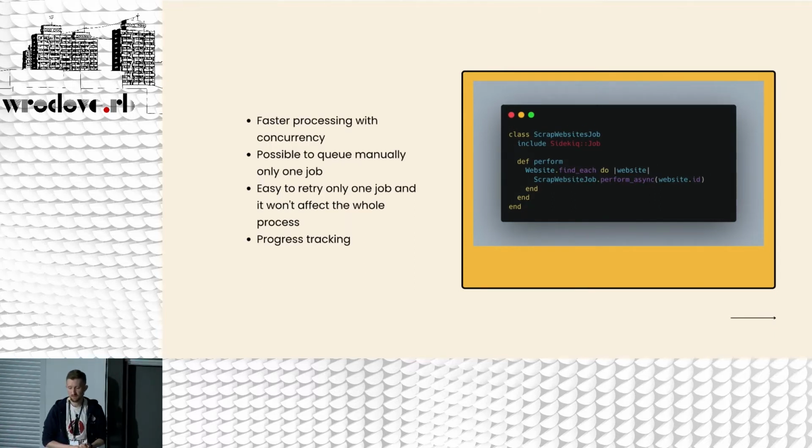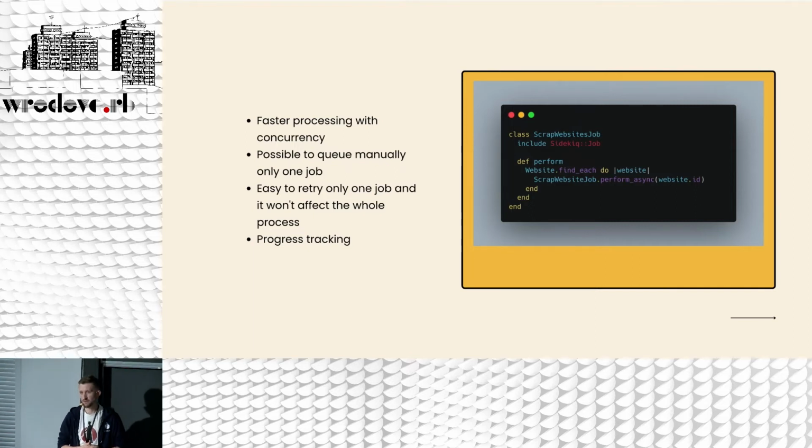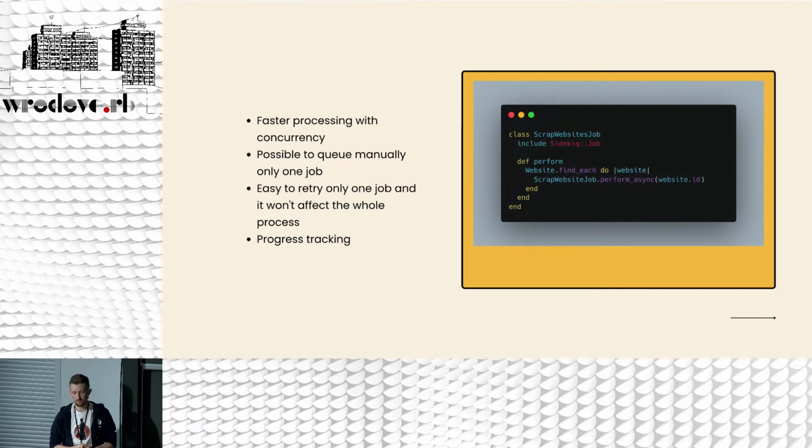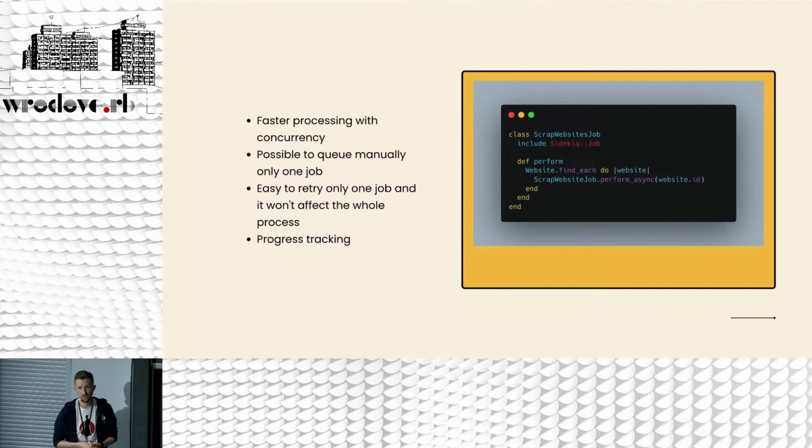And the idea behind the smaller job is that you can process them faster using concurrency, so you can execute them concurrently. It's possible to queue them manually, as you have to remember only one param. It's super easy and super quick. It's easy to retry a job as you are retrying only a small piece, and you can easily implement progress tracking. If you are using Sidekiq Pro or Enterprise, you have batches for that with useful callbacks. But if you are using the free version, you can easily implement it by yourself.